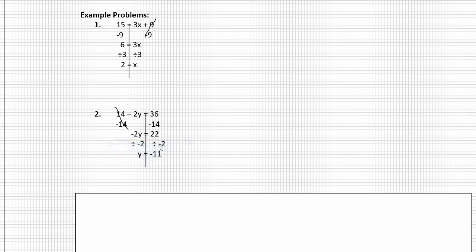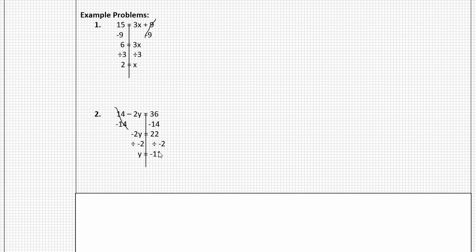After we divide both sides by negative 2, we should end up with y is equal to negative 11. Because negative 2y, or negative 2 divided by negative 2, is just 1. And 1 times y is just y. So we end up with that 1y, y by itself. And 22 on the right divided by negative 2 equals negative 11.